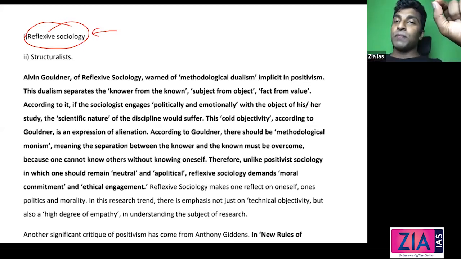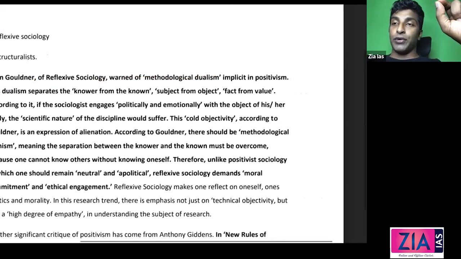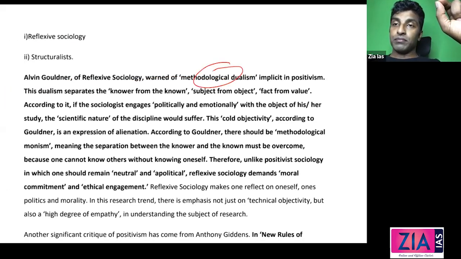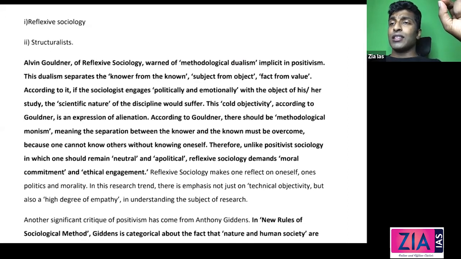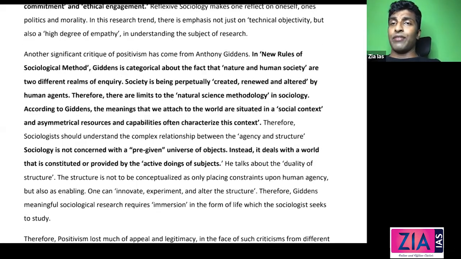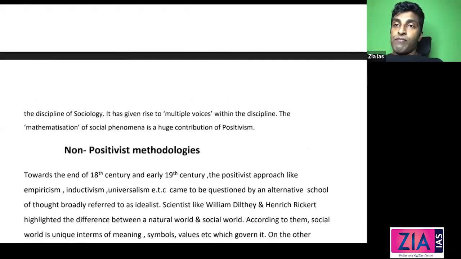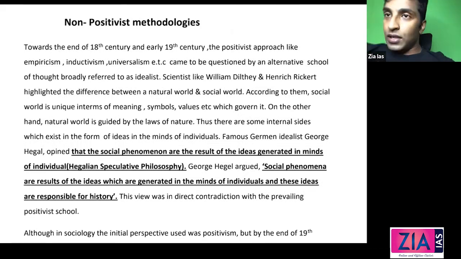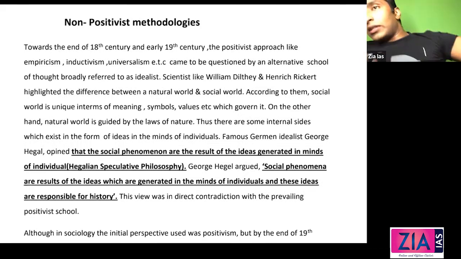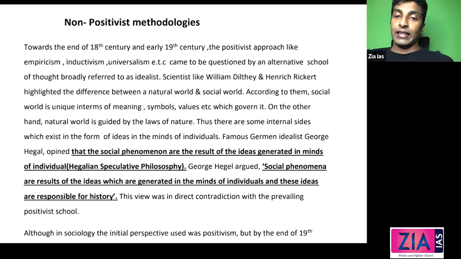So go through this, which is written here clearly. If you don't know, they are talking about methodological dualism. And then structuralism also, and in that I have given the example of Giddens. That also, please go through. So that's about positivism. I hope you got the structure in which you will be writing the answer.